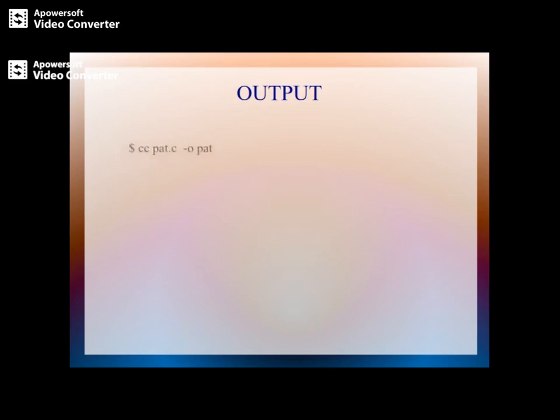Let's see the output. How to compile? I'm going to compile here in this way. So type cc, or instead of cc you can use gcc, pattern.c, which is the program name. Whatever pattern program I have written is named pattern.c. And -o pat. What is this -o? The output I'm going to store in pat. If pattern.c compiles successfully without any error, then the output gets stored in pat.